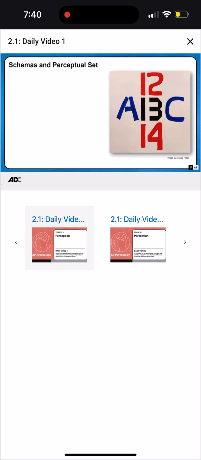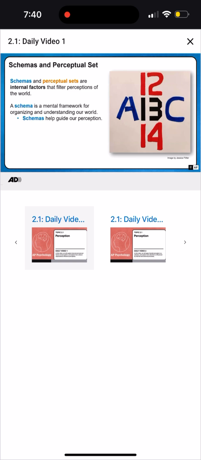Two internal factors filter our perceptions. First, their schemas, our frameworks for thinking, and they'll be discussed again in topic 2.2. These mental representations help us organize and understand our world. They're the basis for top-down processing. Through experience, we form schemas to organize and interpret unfamiliar information and help guide our perception.